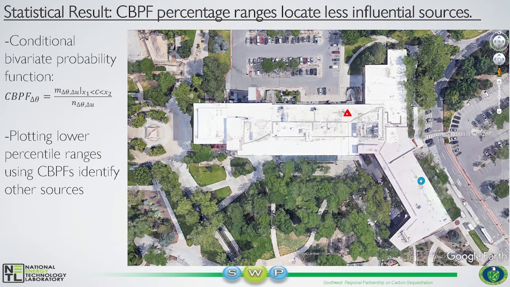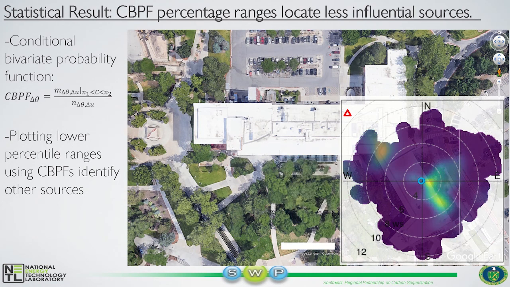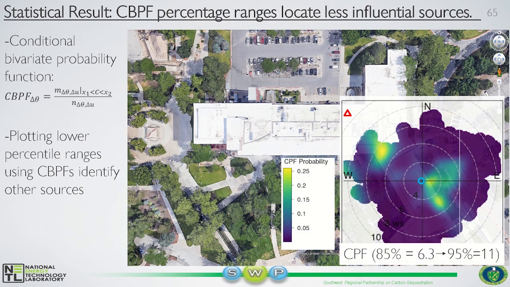Here is the CBPF using a threshold of the 95th percentile, still getting the bus stop. And here is the CBPF using the same range of 85th to 95th percentile. While we're still detecting the bus stop to the east, we can now see that there is an elevated probability of concentrations falling in this range coming from where else but exactly the vent. So this tells us that by varying the statistical thresholds, we can identify different and less influential sources.